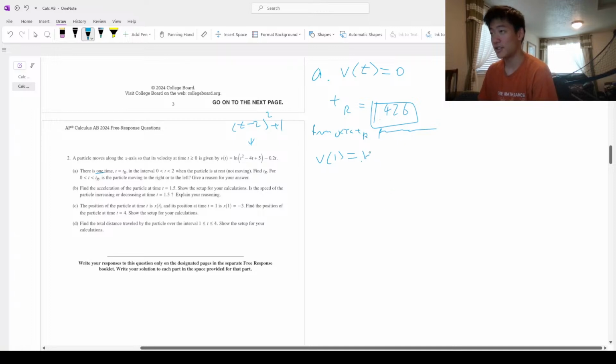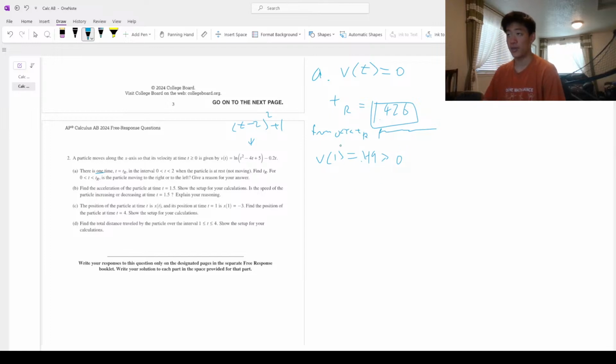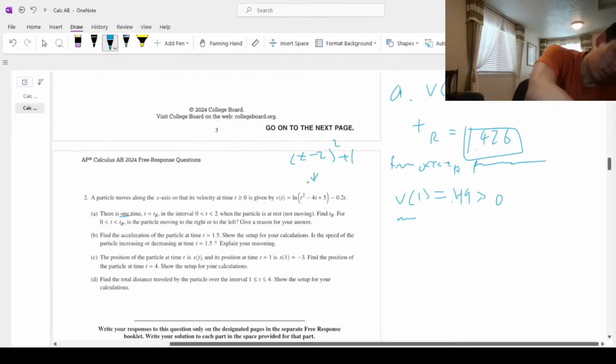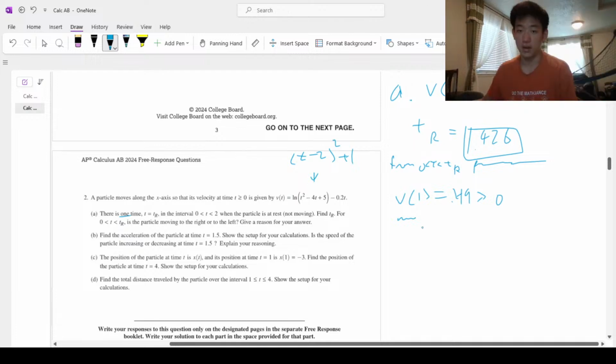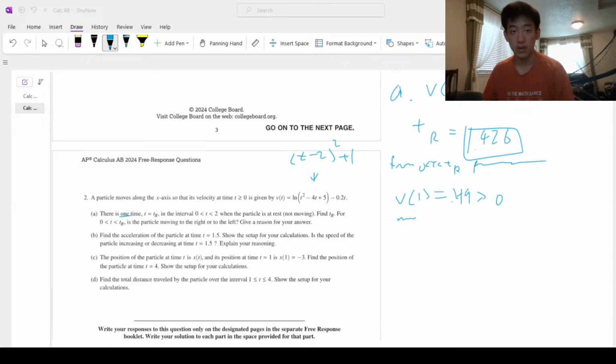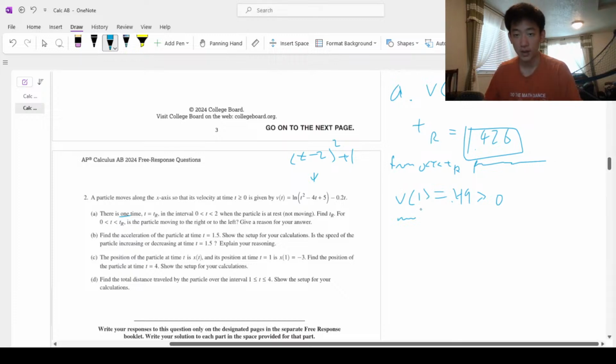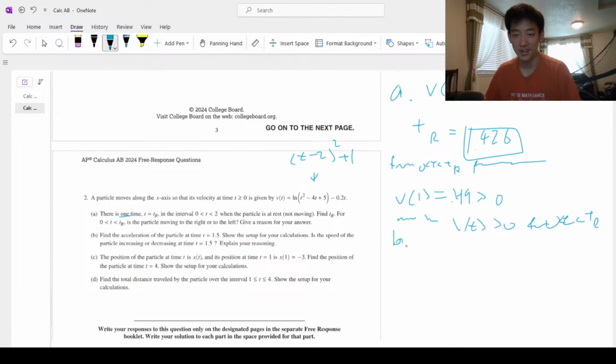Okay, so you get 0.49 or something, and that's greater than 0. And since there's only one time that it's at rest, that means it's moving to the right. Yeah, moving to the right. Okay, let's move on to B. That took way too long.